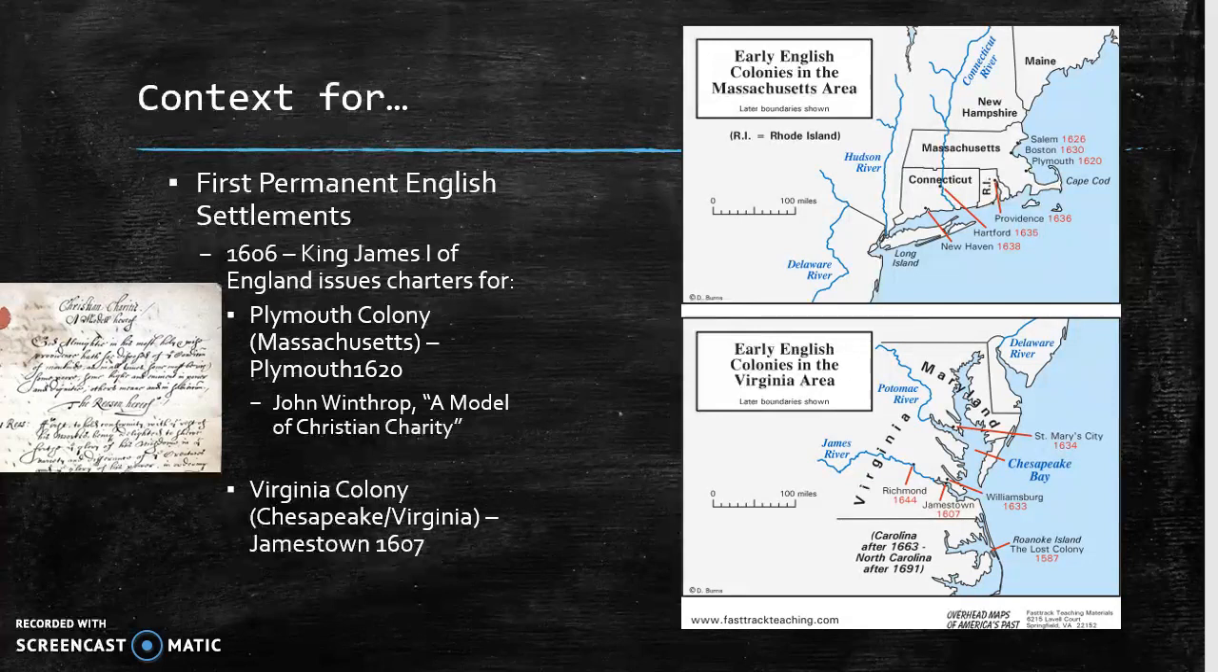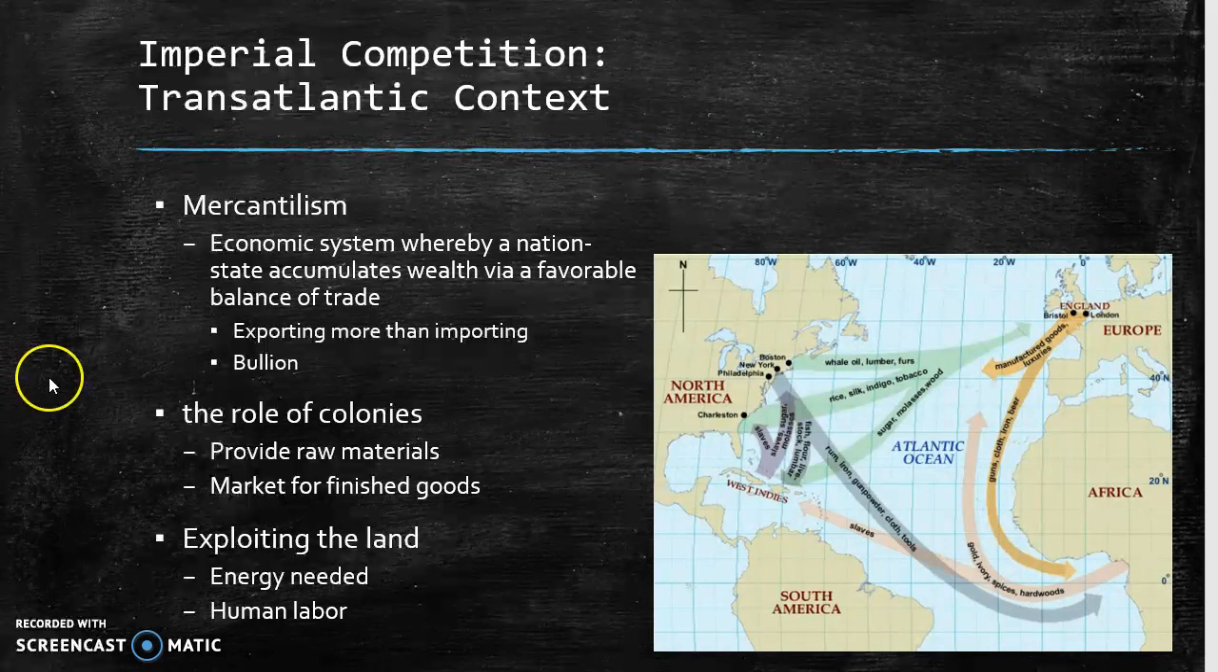And I'll just say one more thing about the colonial era. That is that it's really important to keep this multinational competition situation in mind. So I wrote Imperial competition, transatlantic context. Transatlantic just means across the Atlantic Ocean. And it's really important to think of colonial North America as part of this greater Atlantic world, which included the Caribbean, the coast of South America, the coast of Africa, and also Europe. All of these places were much more interconnected than we sometimes imagine today.